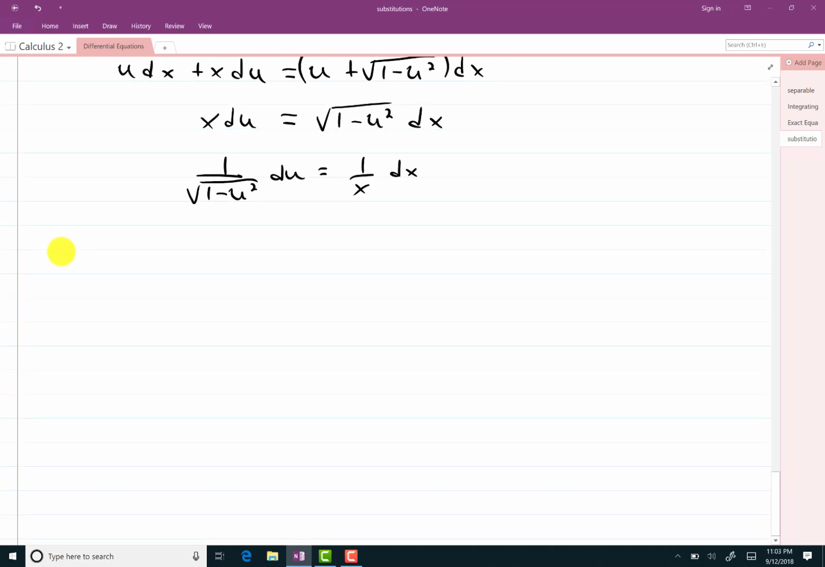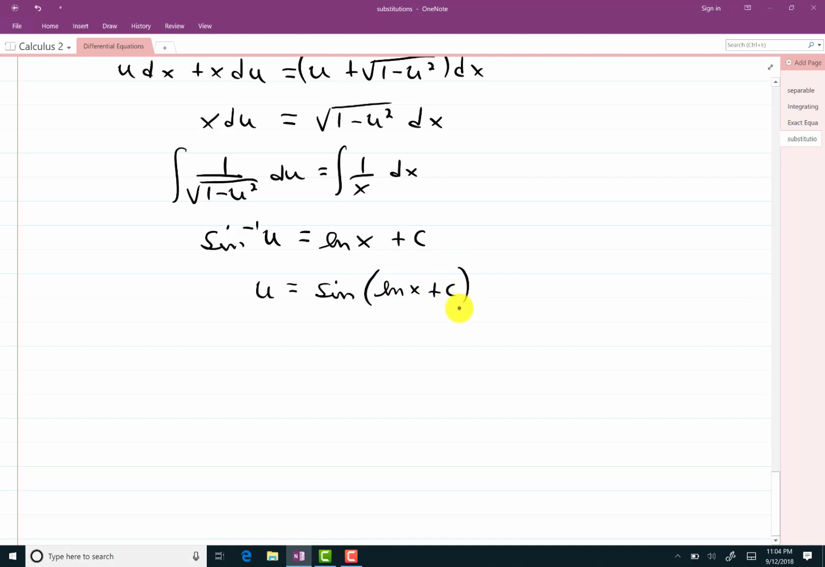And it's time to integrate. Of course, on the left side, you should know that that is arc sine of u. And on the right, it's ln. The absolute value of x is not needed because x was told to be positive, so we got ln of x plus c. And then if I want to get u by itself, say I want to explicitly solve for u, I could take the sine of both sides and get u equals the sine of ln of x plus c.